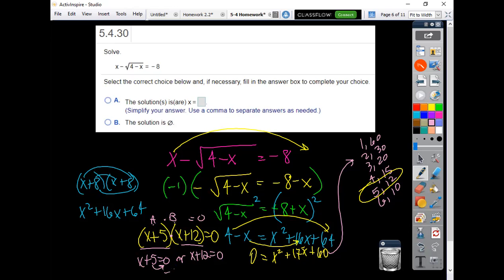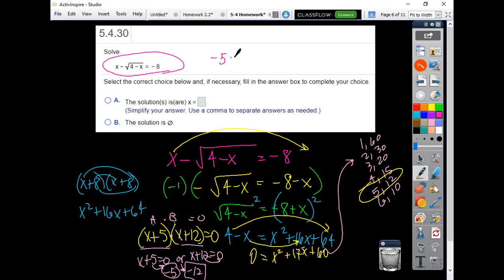So subtract the 5, or subtract the 12. Two solutions. Now, on these square root problems, though, there's a lot of times it seems like not both answers work. So you probably should just check those quick.